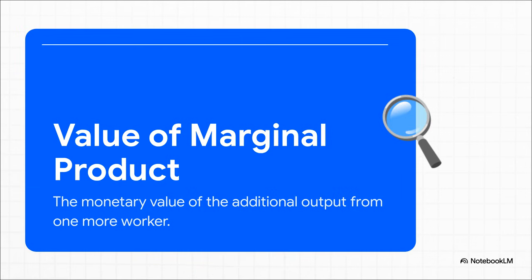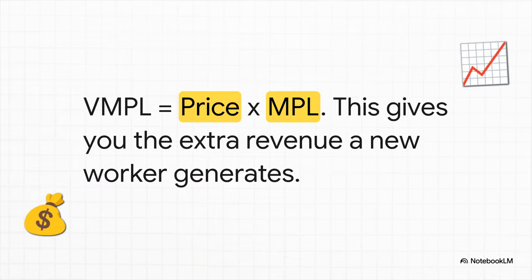It asks, what's the actual dollar value of the stuff that new employee just made? And the formula? It's beautifully simple. You just take the price of your product, we'll call it P, and multiply it by that new worker's output, their MPL. The number you get is the extra revenue that one person brings in. And this number, this is everything. It's the benefit in our cost-benefit analysis of hiring someone.